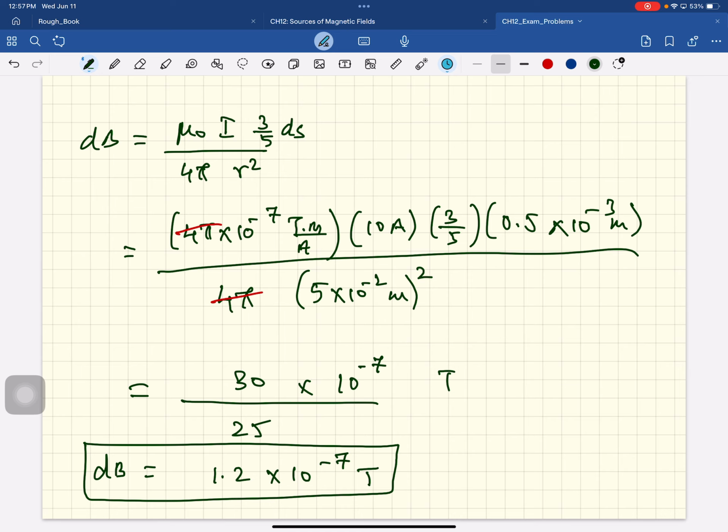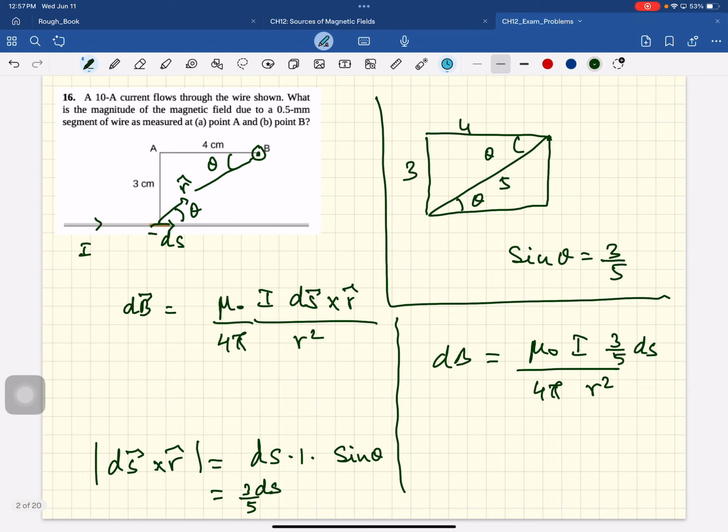That is the field at that point due to this element. The field at this point due to this element.